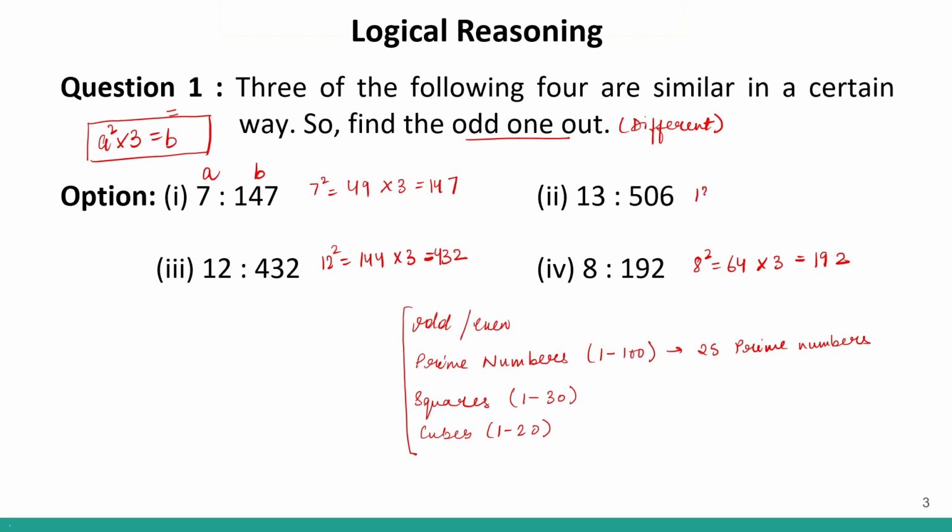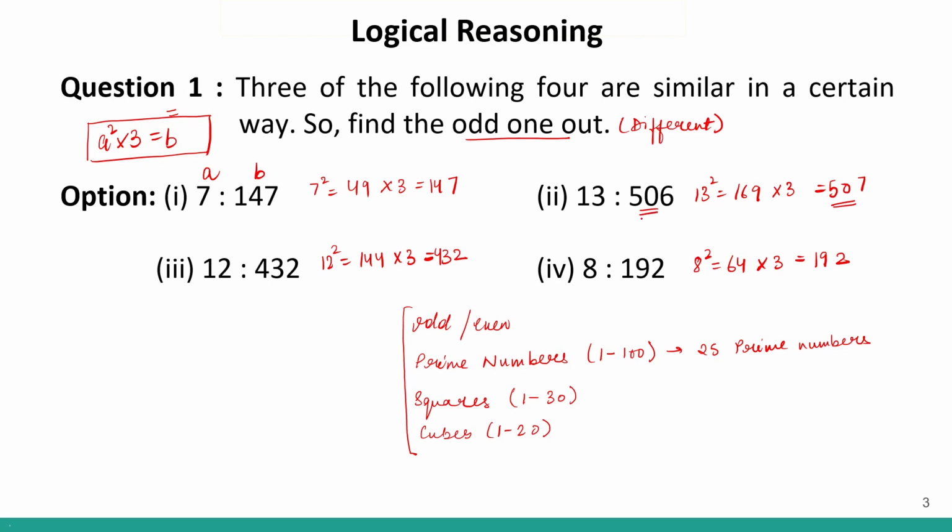In option number 2, 13 square is how much? 169. Correct? So you should remember the squares. 169, and if we multiply it by 3, how much will I get? 9 into 3 gives me 27. So 2 will be carried. 6 into 3 will give me 18 plus 2, 20. So 2 will be carried. And 3 into 1 will give me 3 plus 2, 5. So I'll get 507. But over here we have 506.